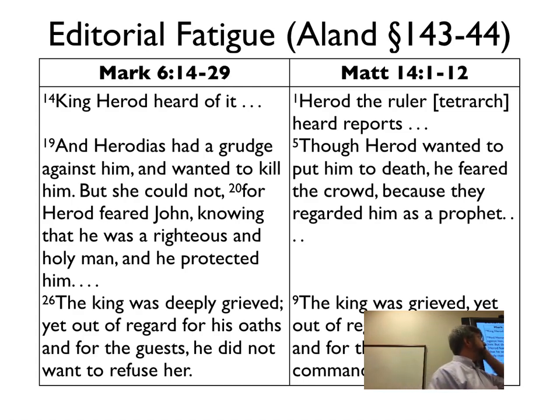Now let's look at Matthew. "Herod the ruler," and the word here is tetrarch, "heard reports. Though Herod wanted to put him to death, he feared the crowd because they regarded him as a prophet. The king was grieved, yet out of regard for his oaths and for the guests, he commanded it to be given." Okay? Now, in Matthew, who wants to put him to death? Herod. Why doesn't he? He's afraid of the people. Yeah, he fears the crowds because the crowds think John is a prophet.